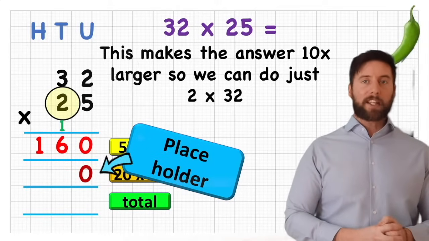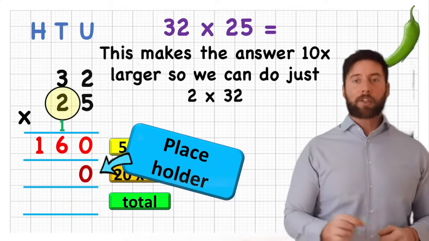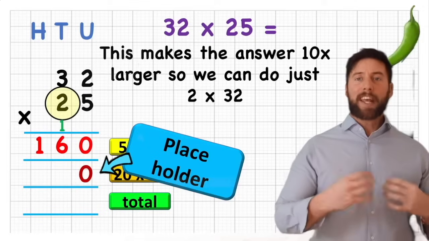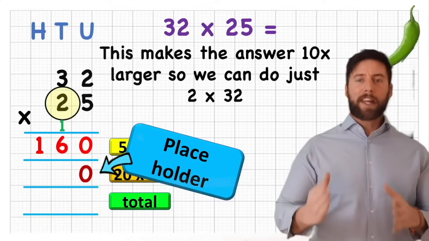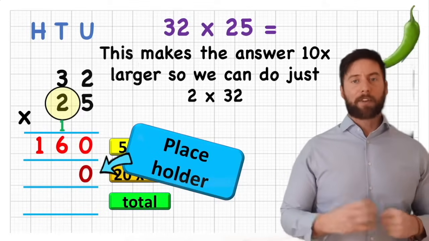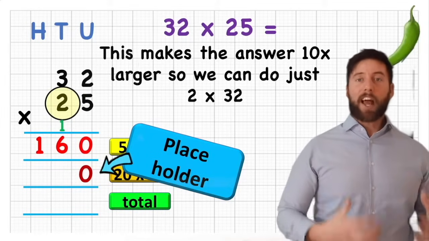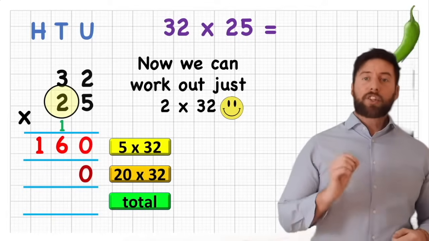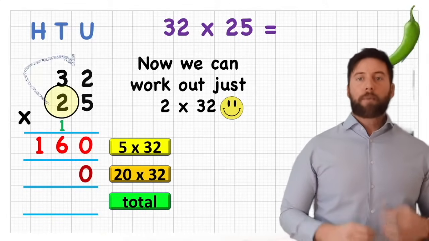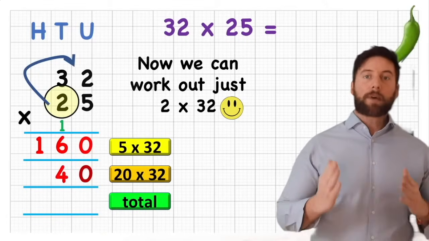I'm sure you've all done this, but you might not be sure why. Okay, so we're putting this placeholder in there because if we do 2 times 32, we need our answer to actually be 10 times larger than that. Okay, so put this placeholder in there. Now I can treat it like 2 times 32 again. 2 times 2 is 4. Put my 4 in the next available column, which is my tens column.